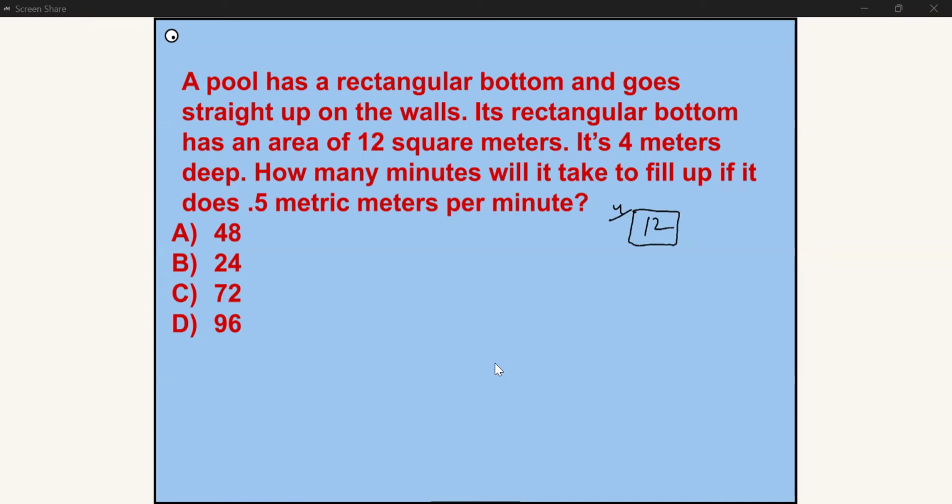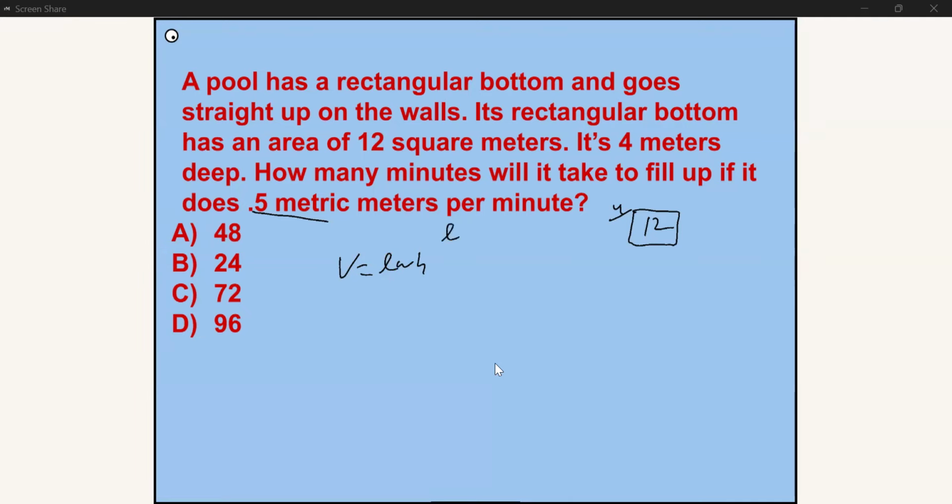How many minutes will it take to fill up if it does 0.5 cubic meters per minute? Okay, so we have to find how much volume it has, and then we convert that into minutes by dividing by the rate. So this is the rate here. To find this, volume equals length times width times height. Here, though, the length and the width, we can just say that equals 12.